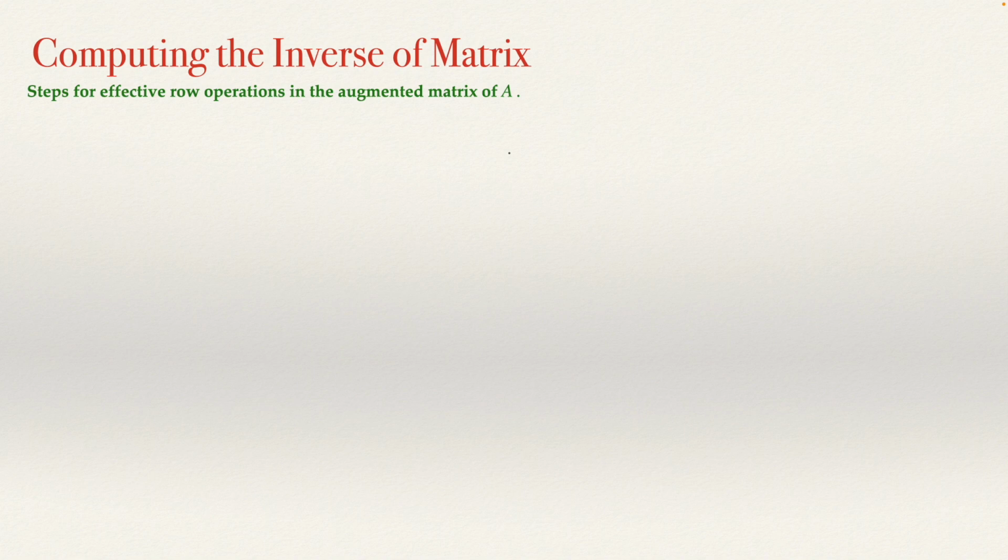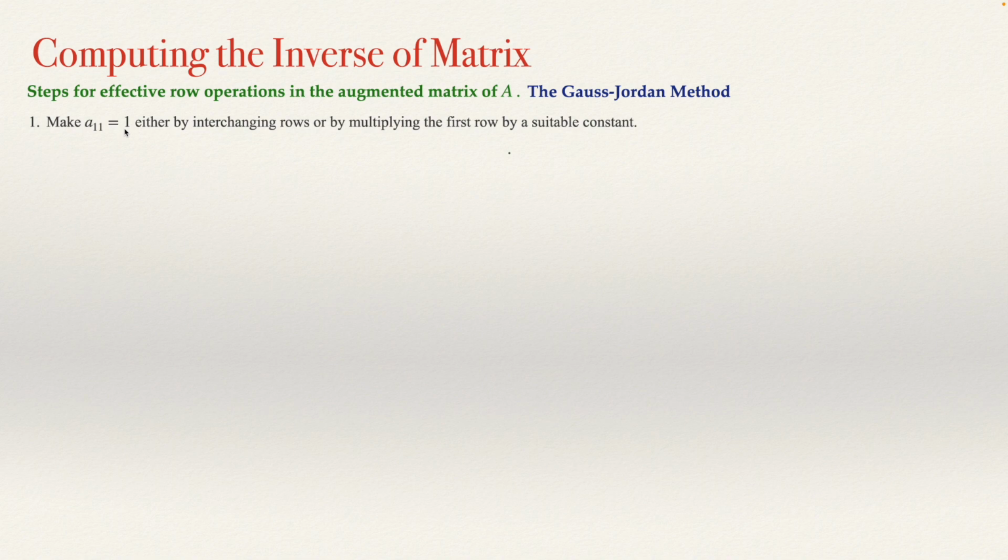Let's review the steps for effective row operations in the augmented matrix of A for obtaining the inverse of A. The method is called the Gauss-Jordan method. For doing this method, the first step is to make A sub 1,1 equal 1, either by interchanging rows or by multiplying the first row by a suitable constant. If the initial A sub 1,1 is different than 0, for example a number R, and this R is different than 0, you can multiply the row by 1 over R.